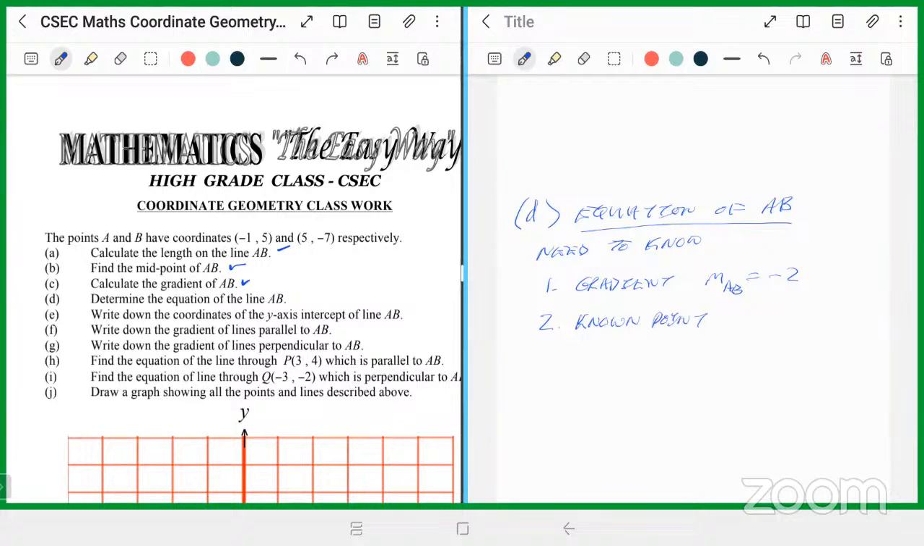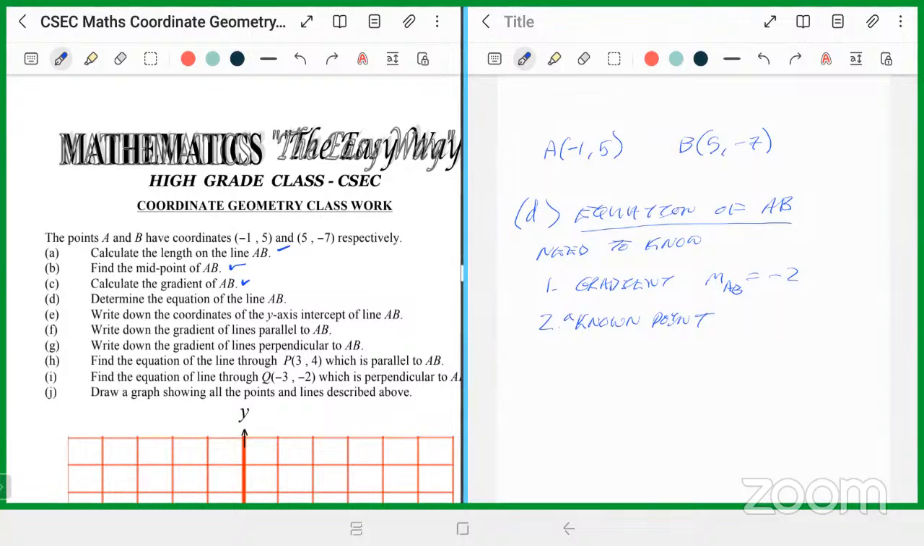In this example, we have 2 points. We have A and we have B. We only need one known point. But we have 2 points, so we can choose to use either the A or the B, whichever one. We can use this one as our known point or this one as our known point. Whichever one you use, the answer is going to be the same. Let's say I've decided to use the A point for no particular reason. I've just decided to use the A point.